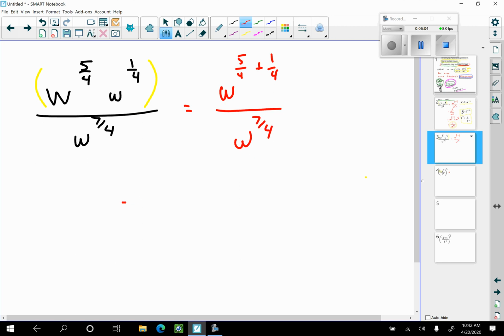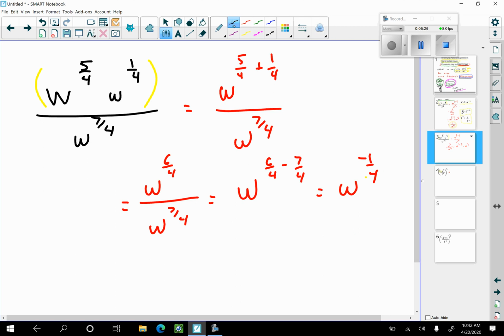What is 5/4 plus 1/4? That's going to be 6/4 over w to the 7/4. I'm going to use the property where I subtract exponents. That's the division property. 6/4 minus 7/4 is negative 1/4. And my final answer, ladies and gentlemen, is going to be 1 over w to the 1/4. Alrighty. Okay.